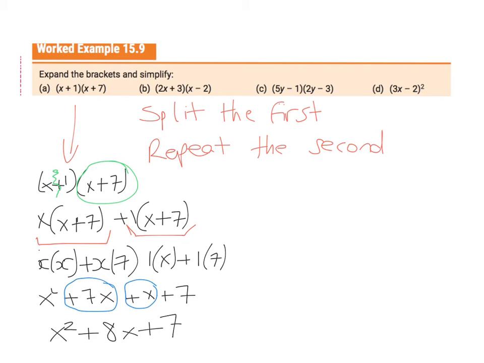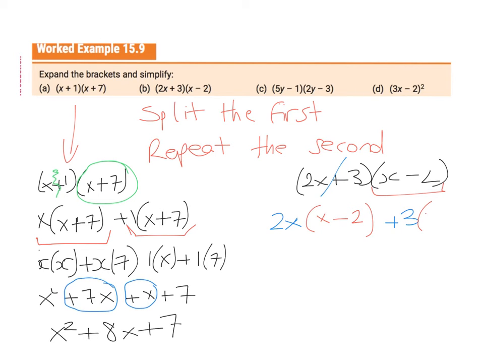Now, if we look at part B, 2x plus 3 and x minus 2. I'm going to split the first bracket. So this is being split up, and I'll have 2x on one side and plus 3 on the other. And the other one is going to be repeated. So I'll have x minus 2 here, and I'm writing it twice, x minus 2 there. And then I just multiply out the brackets.